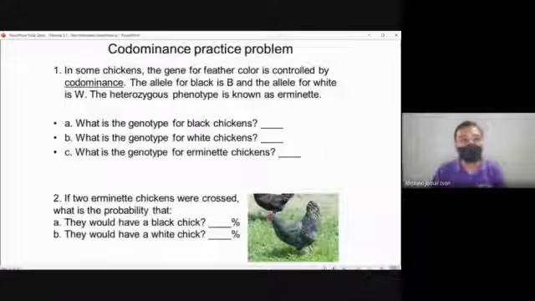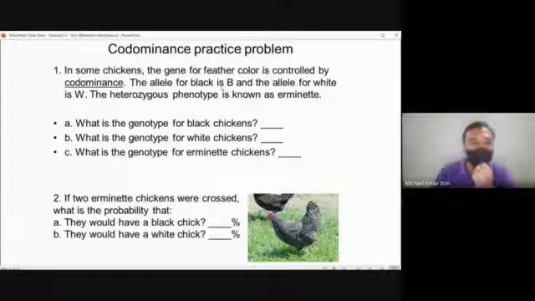If that is the case, the allele for black is B and the allele for white is W. The heterozygous phenotype is known as erminet. Here's the question. What is the genotype for black chickens? What is the genotype for white chickens? And what is the genotype for erminet chickens? So I guess it is very familiar to you already.